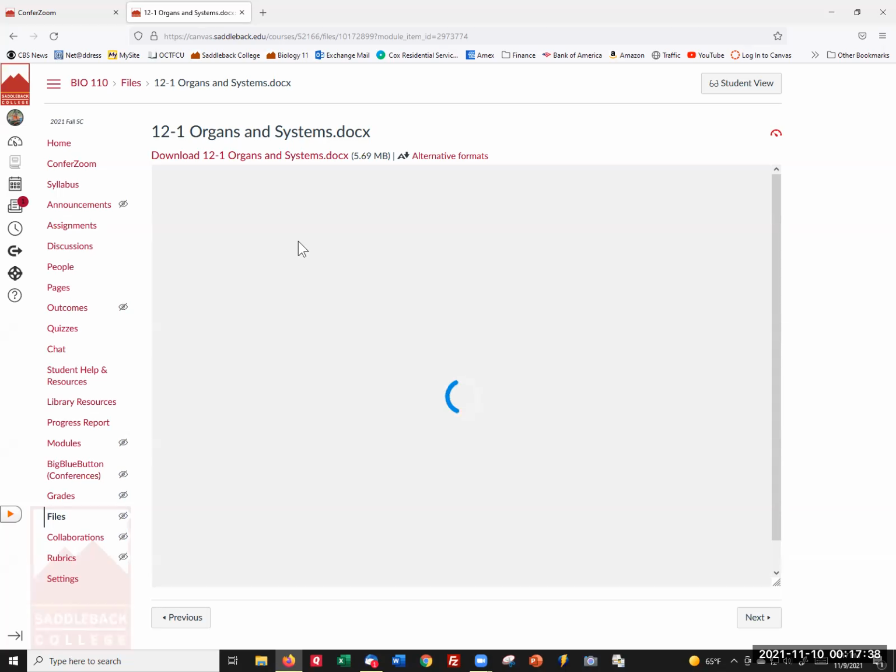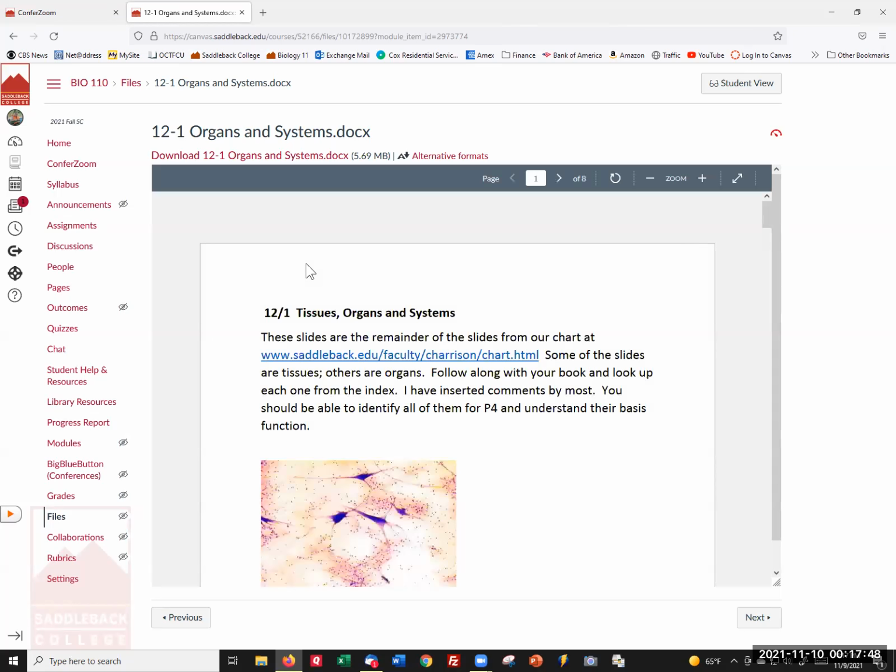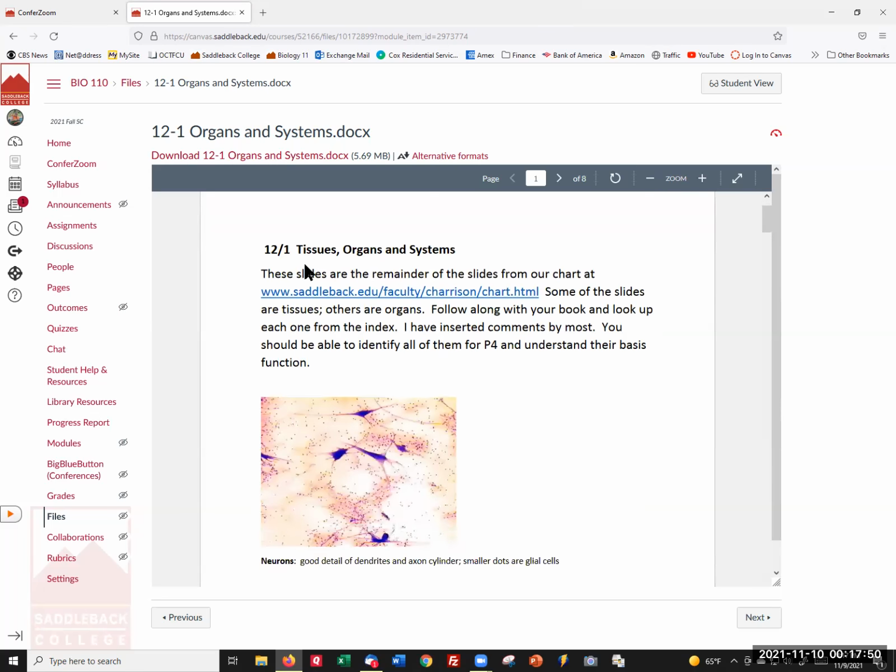Again, it's going to take a little while for it to load up. When it's loading up for the first time in any module, that's what happens. Here it comes. Okay, these are tissues actually, organs also, and systems. Okay, we know the difference between those.